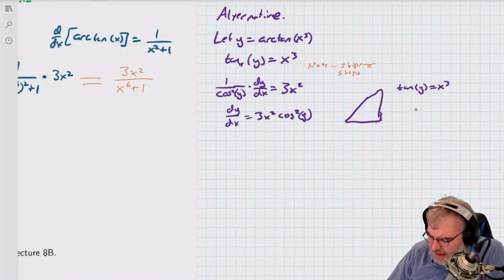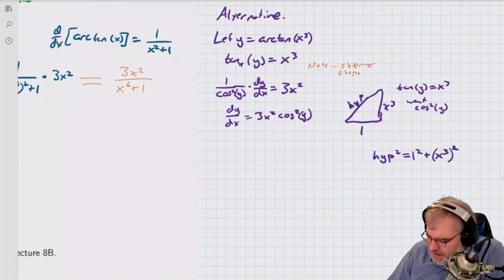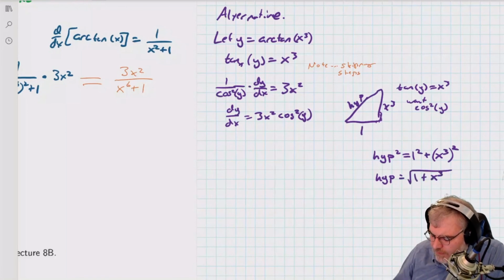And I want cosine squared of y. So what I'm going to do is make the adjacent, since this is opposite over adjacent, x cubed. And I want cosine squared, so I need to solve for the hypotenuse. The hypotenuse squared is going to equal 1 squared plus x cubed squared, which means the hypotenuse equals the square root of 1 plus x cubed squared.